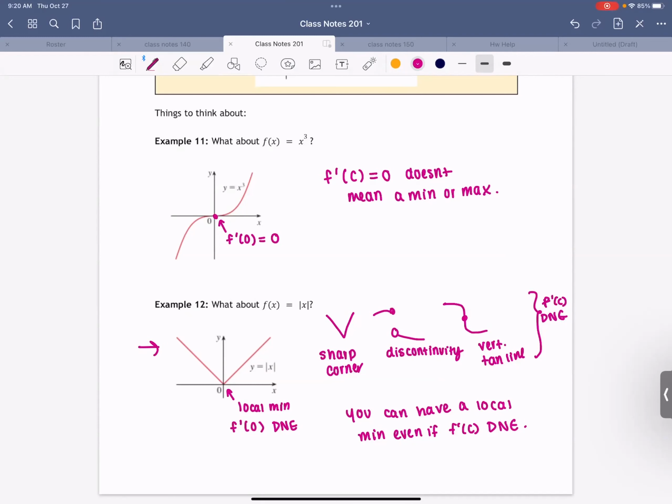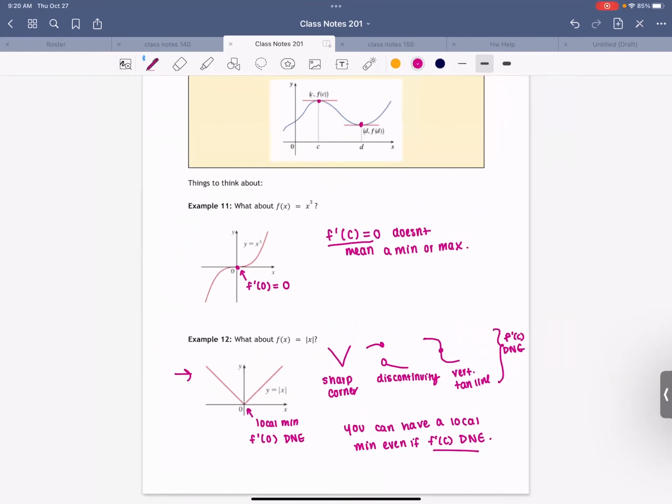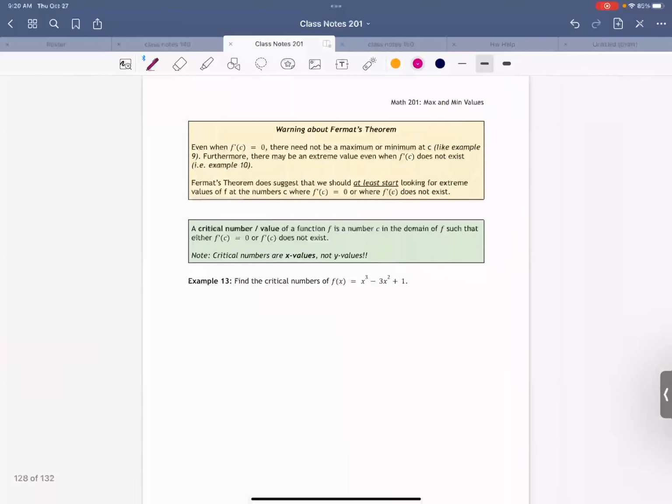It gives us a hint because we know that when the derivative equals 0, there could be a min or max, right? And it also says when the derivative doesn't exist, there also could be a min or max, okay? So there's 2 places that we can look to see if we have a local min or local max. It's either where the derivative equals 0, or where the derivative does not exist. So 2 different ways we can find these local mins or maxes. Okay, let's put this all together.